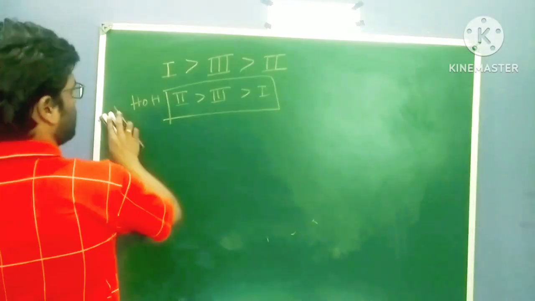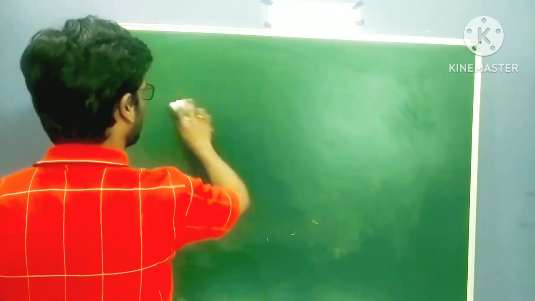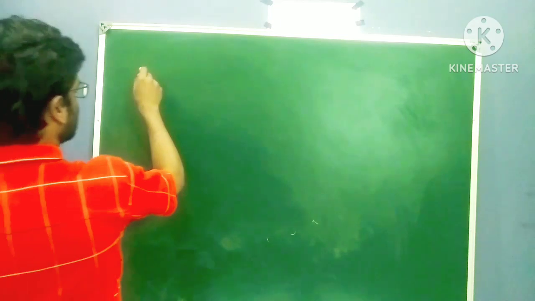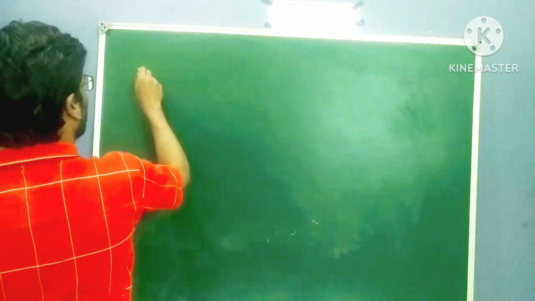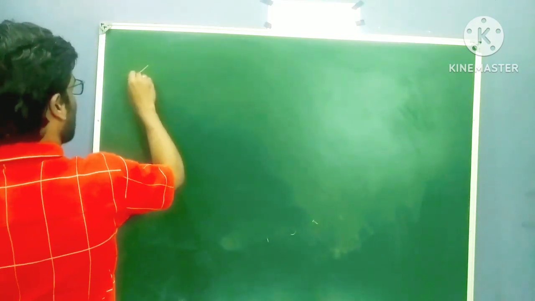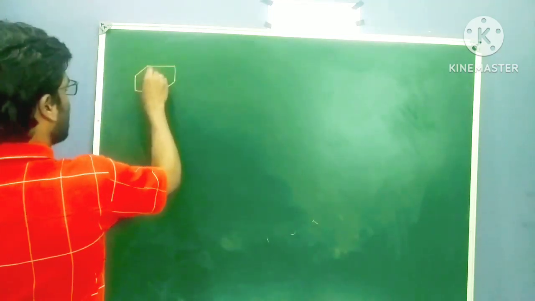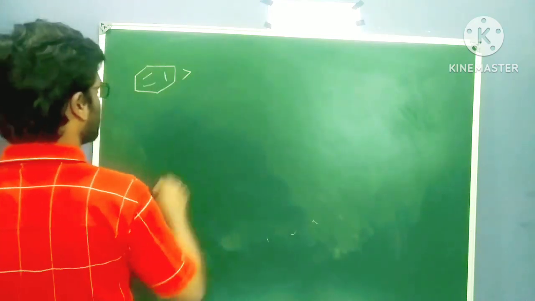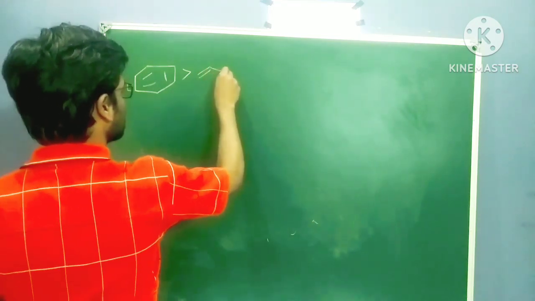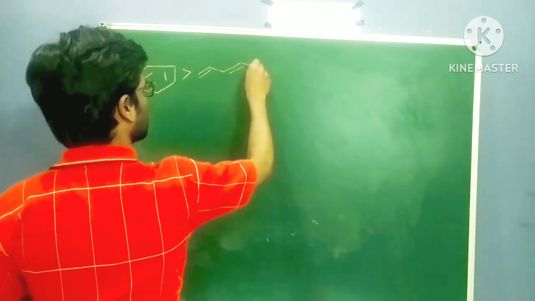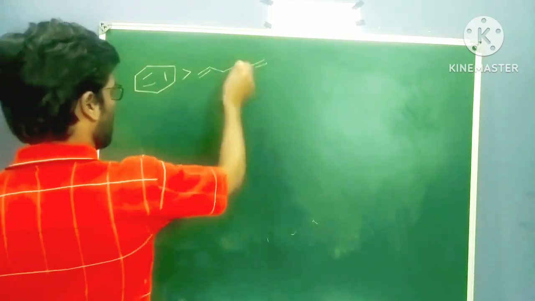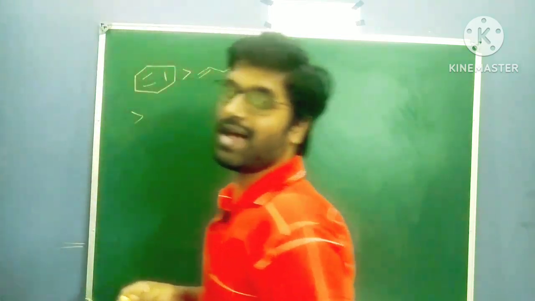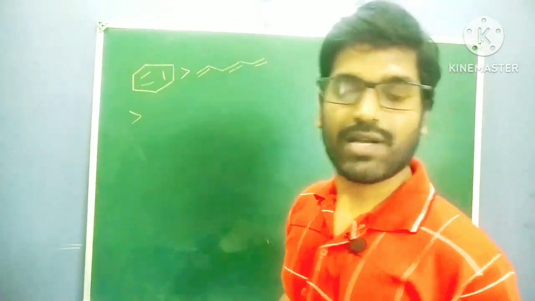Next one, stability of conjugated systems. First of all, aromatic is more stable than linear conjugated system. Linear conjugated system is double, single, double, single, double. This is more stable. After linear conjugation, cross conjugation is more stable.